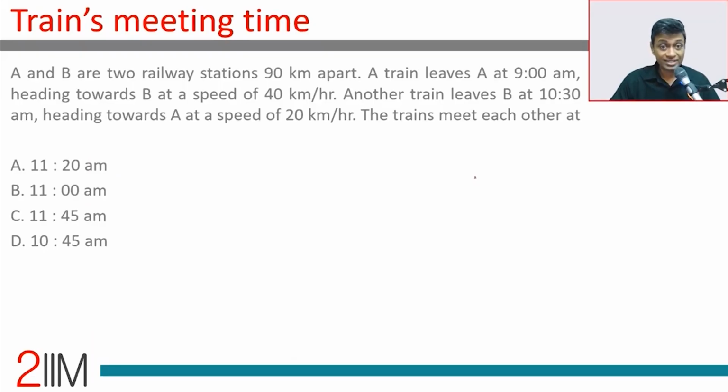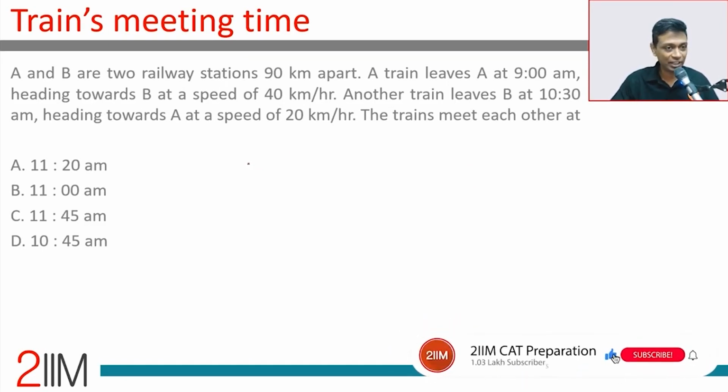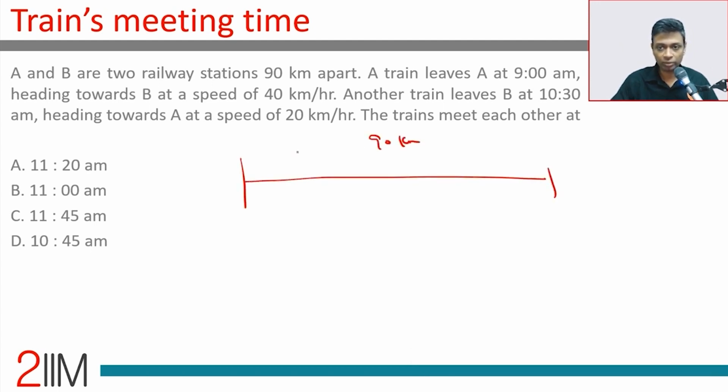Good to go. A and B are two railway stations 90 kilometers apart. A train leaves A at 9 a.m. heading towards B at a speed of 40 kilometers per hour. This is 90 kilometers. A train leaves at 9 a.m. traveling at 40 kilometers per hour. Another train leaves B at 10:30 a.m. heading towards A at 20 kilometers per hour.